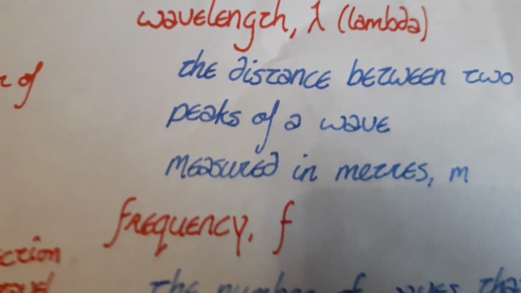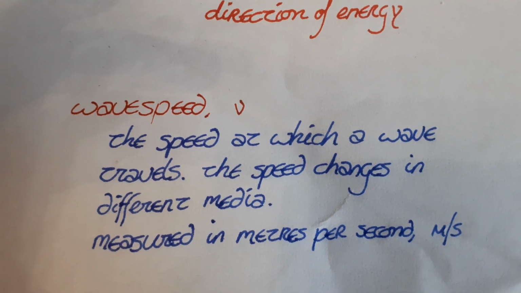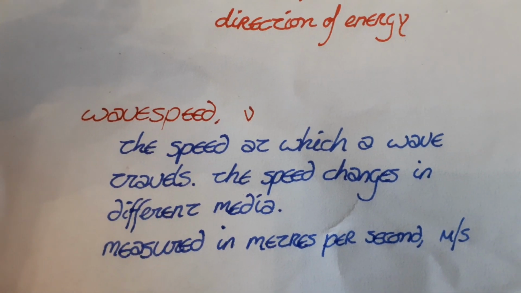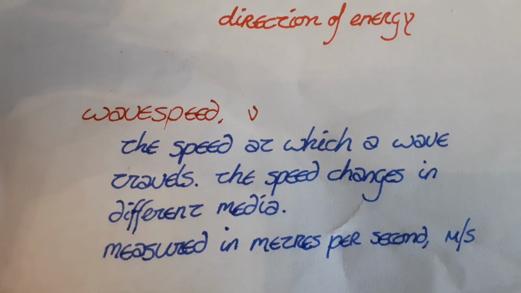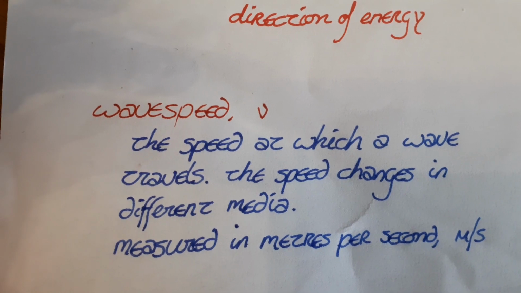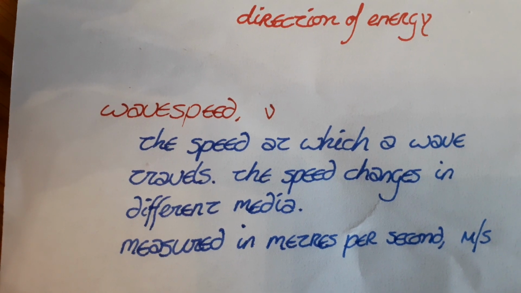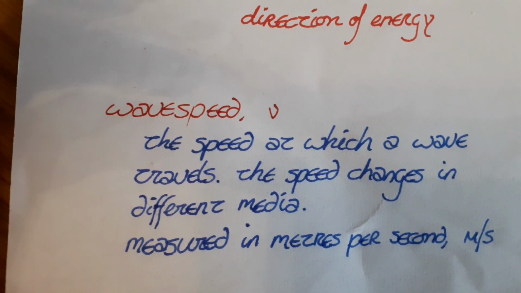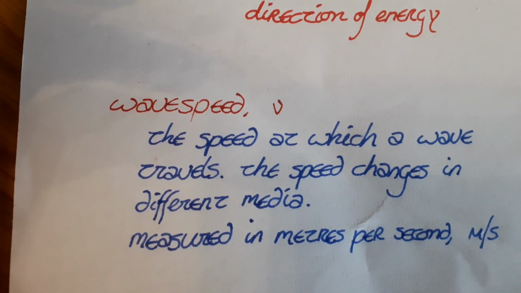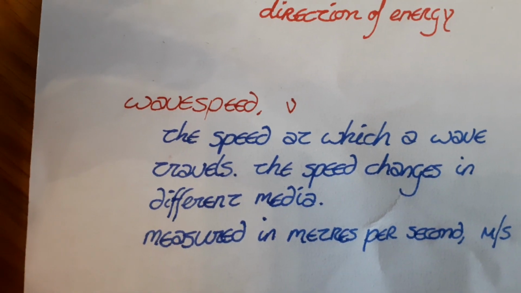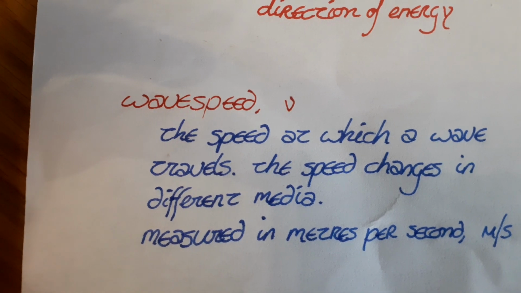Just wait with me. Okay, so here we've got wave speed, and it is the speed at which a wave travels. Rather unsurprisingly there, the letter is V for velocity. The speed changes in different media. Okay, so this is just like our speed of sound, which speeds up if you put it through something solid. So the speed of sound in diamond is 35 times faster than the speed of sound in air, which is pretty cool. You may well remember that that's because sound needs particles to bump together.